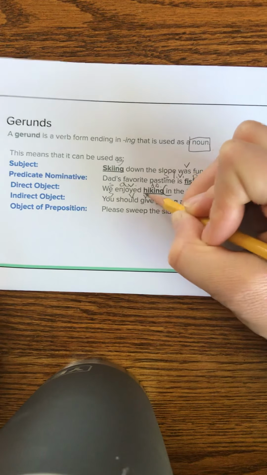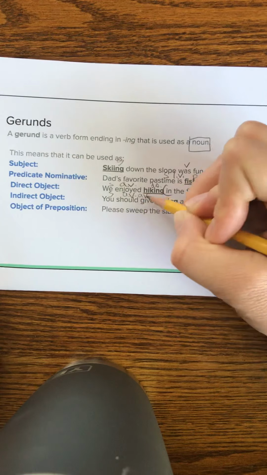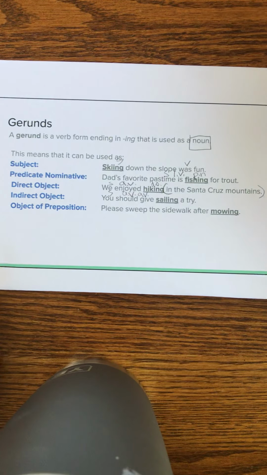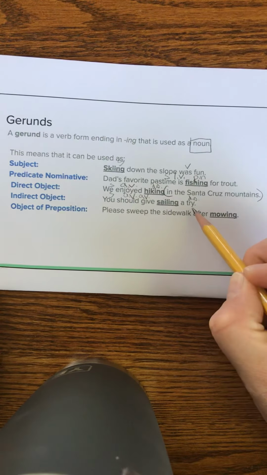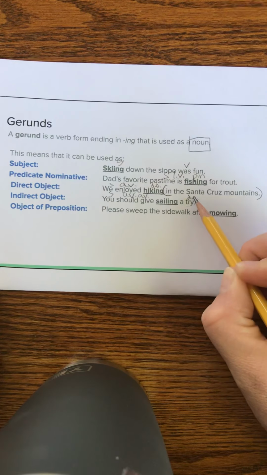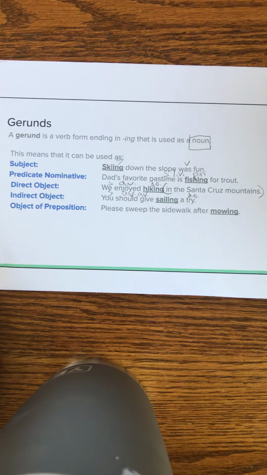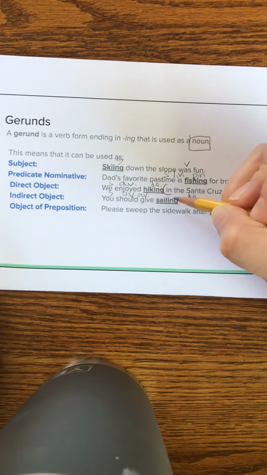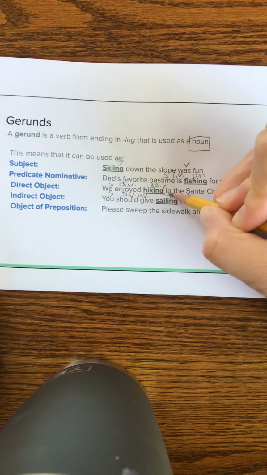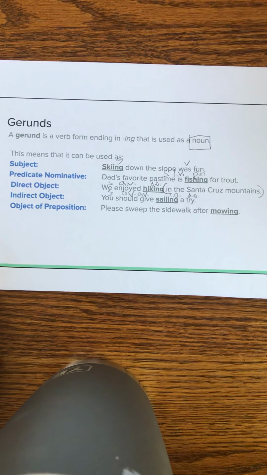Our verb is should give. That's an action verb, AV. What are you giving? Are you giving someone sailing? No, you're giving a try. So if it answers what and comes after an action verb, that's my direct object. And then to whom or to what are you giving that try? Okay, that's my indirect object. And the word that answers that question is sailing. So I'm going to say indirect object.